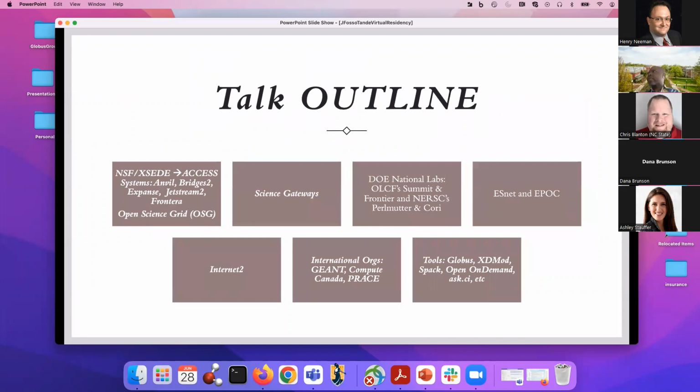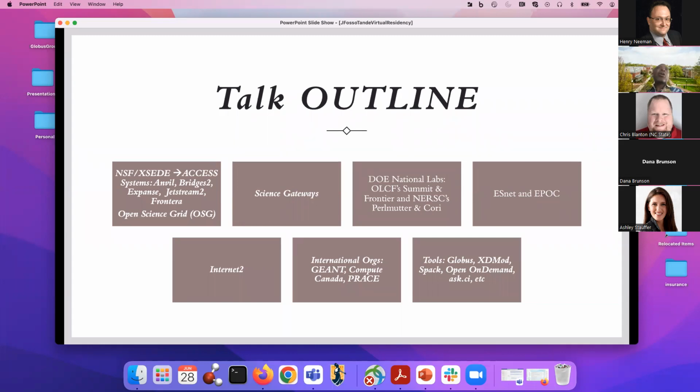We can't cover everything, but I'll go selectively through the CR landscape, looking at services, service providers, technologies. Before we get there, a quick outline of what we'll be looking at. We'll explore the NSF exit. We're moving from exit to access systems, and a few of them, there are many, but we'll pick a few, especially the new ones: Anvil, Bridges 2, Expanse, Jetstream, Frontera, and then look at the Open Science Grid briefly. We'll look at the science gateways, the Department of Energy National Labs.